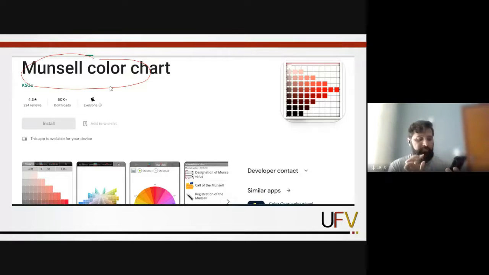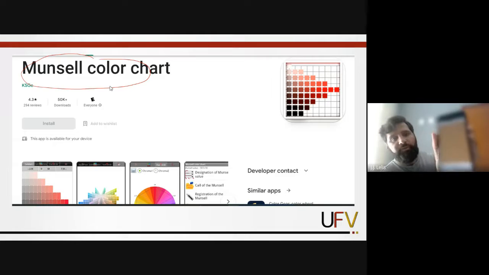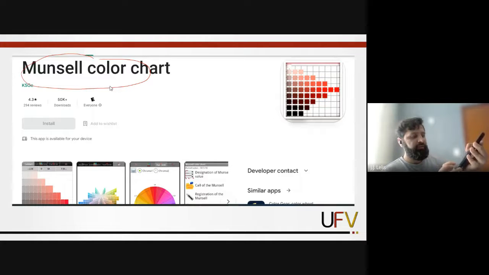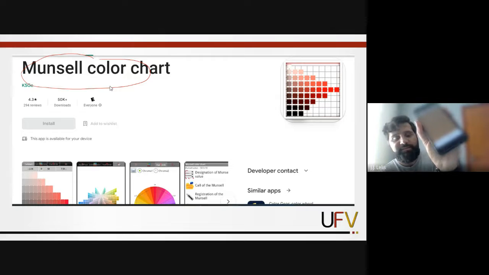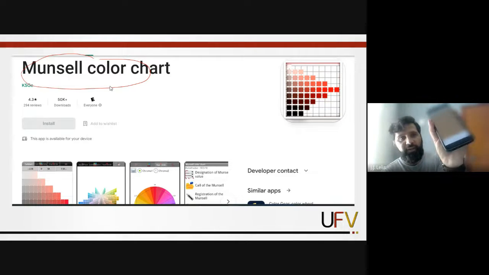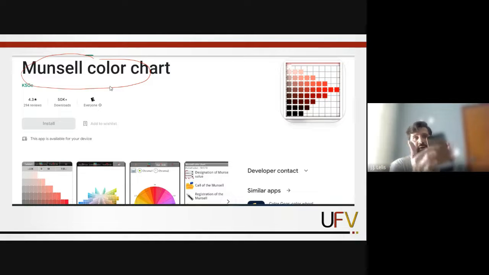And I just can put this, and I have this code right here, 10 yellow red 6/6. So I have the hue, I have the value, and I have the chroma. I have all the information, and I can compare the color of the soil and this color. It's not the best option, it's not professional, but it's accessible, so everyone can use this. We can use this sometimes.